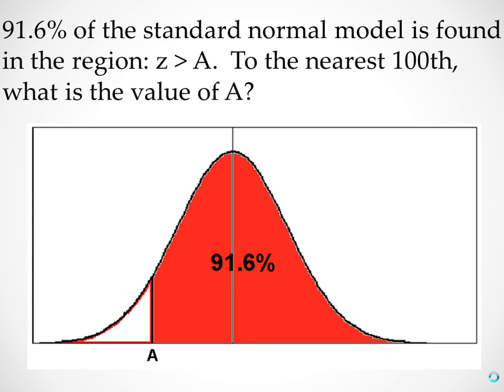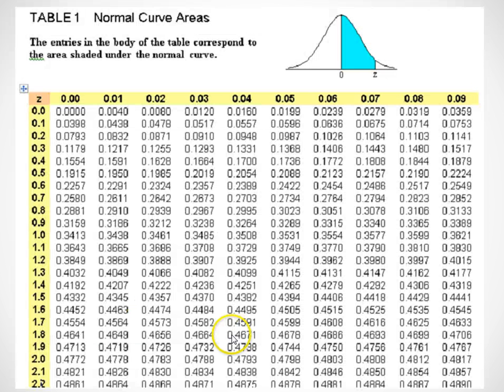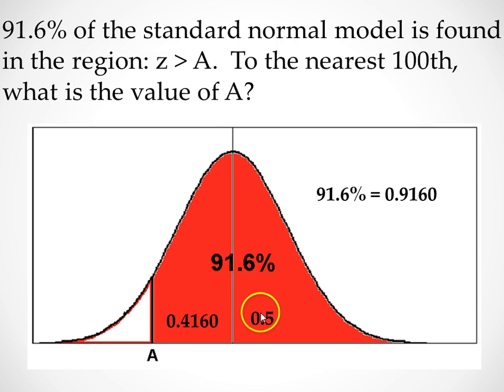So in this case, we know that 91.6% of the normal curve falls greater than our target value of a. Okay, 91.6% is 0.9160. But 50% of the normal curve falls greater than the mean. So the percent that falls in the region between a and the mean, well, we know that 91.6% falls greater than a, but 50% falls greater than the mean, so I subtract. 91.6 minus 50% is 0.4160.